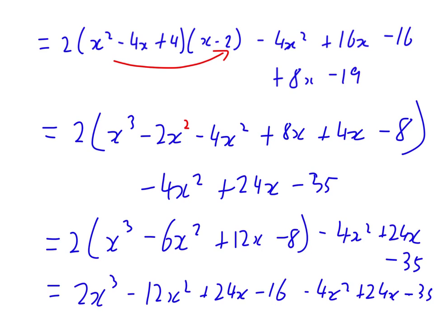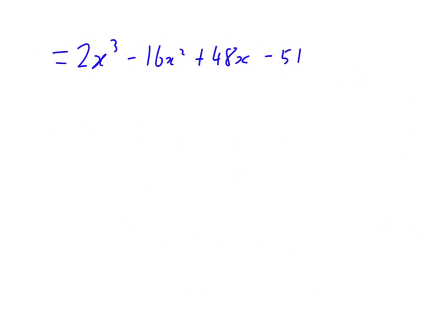And then the last step is to group your like terms where you can. There's only one x cubed term, so that's good. We can combine these x squared terms to make negative 16x squared. The x terms will make 48x, and then the constant, negative 16 minus 35, is negative 51. And so there's our final answer.